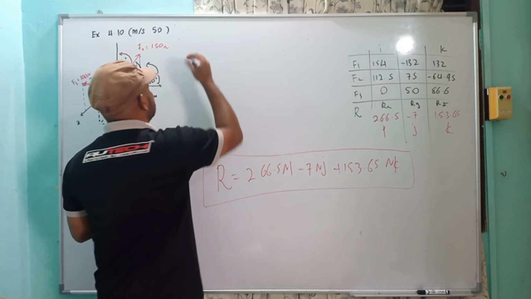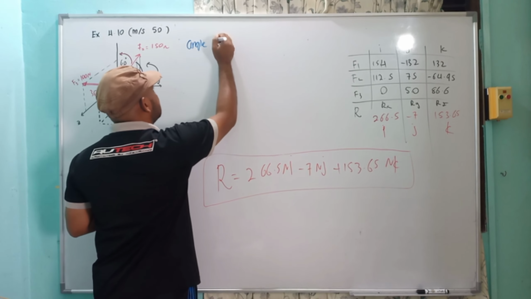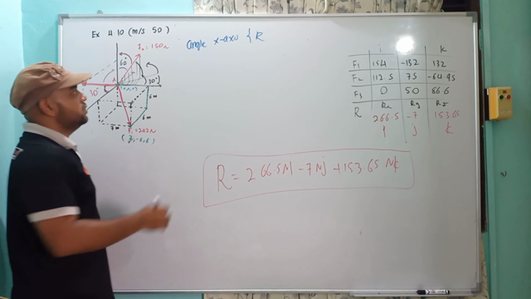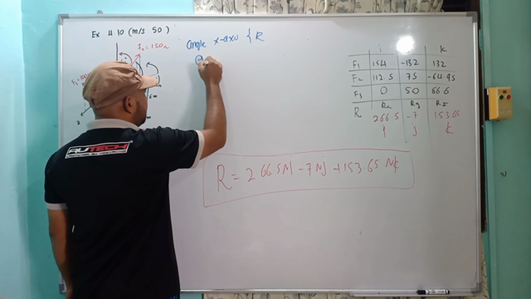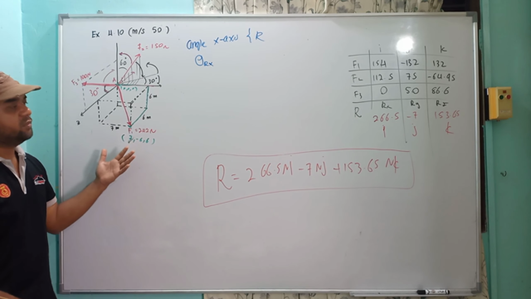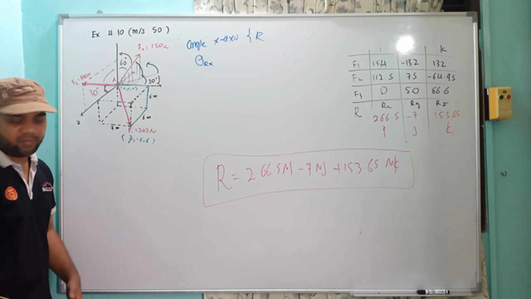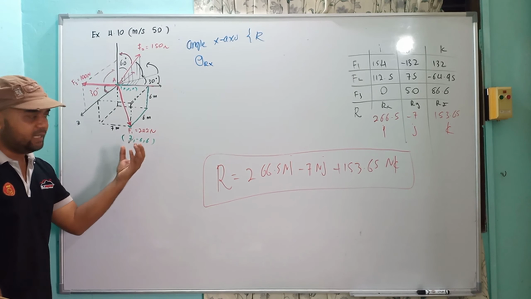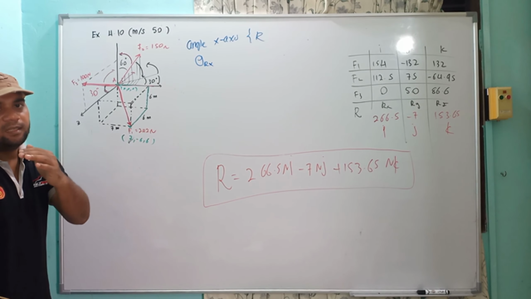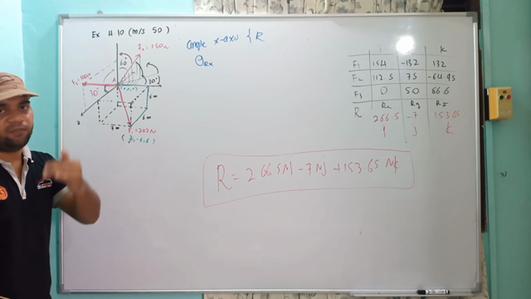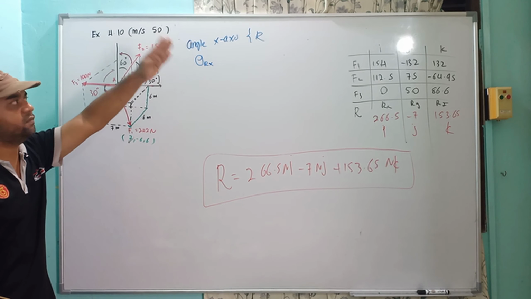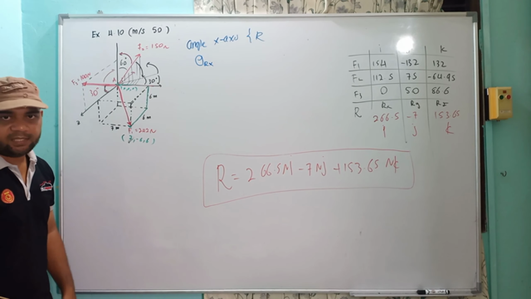Okay, so the question asks you for the angle between the x-axis and R, which is theta Rx. We can relate this using the first angle method, because the first angle method says that the angle given is between the axis and the force. Now the question asks what is the angle between axis x and the force R. So we can use the first angle method.